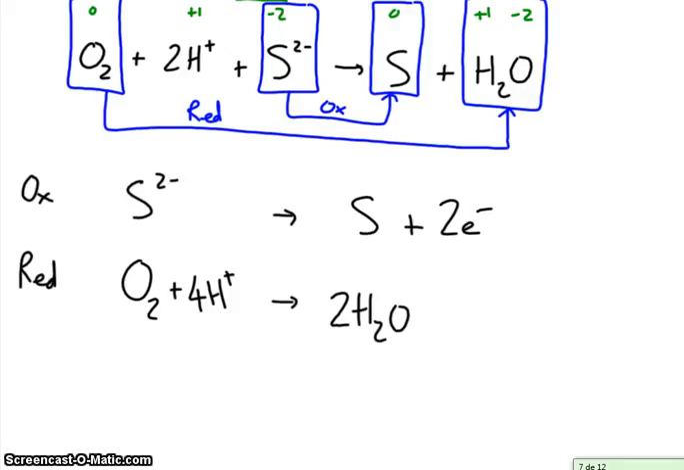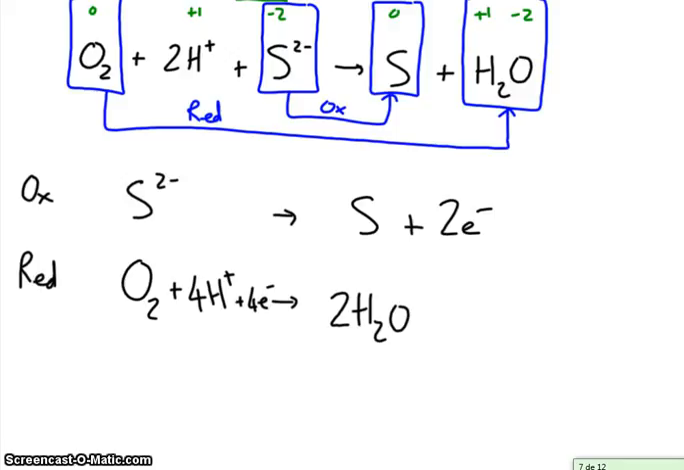Finally, how do I balance the charge? I've now got a total of 4 positive charges on the left, none on the right. So where do I need to add electrons and how many? On the left, how many? I need to add 4, bit of a squeeze in there, 4 electrons there.